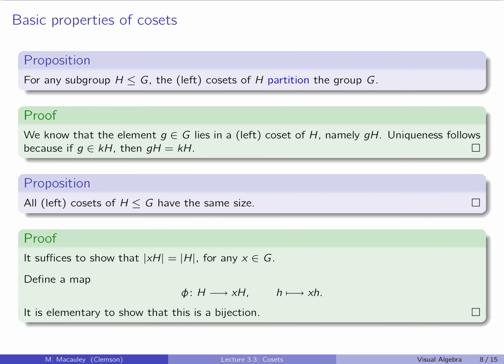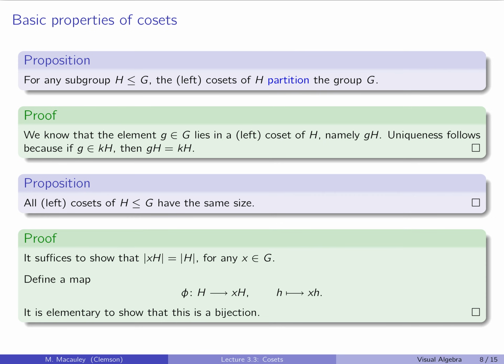And how do we show that two sets are the same size? Well, one way is to construct a bijection between the two. So let's define a map phi from H to xH. And how are we going to define this? Well, let's send little h to x little h. And it's elementary to show this is a bijection. Let's talk our way through it.